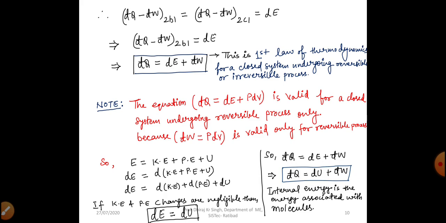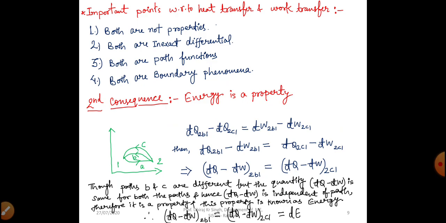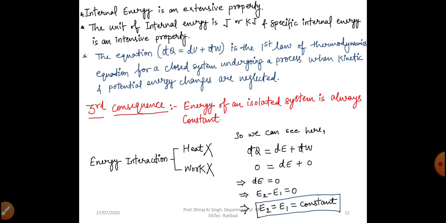So internal energy is associated with the molecules. So our first law of thermodynamics for a process will further become del Q equal to dU plus del W. Till now we have seen two consequences of the first law of thermodynamics. First, heat is a path function, and second, energy is a property. Internal energy is an extensive property.